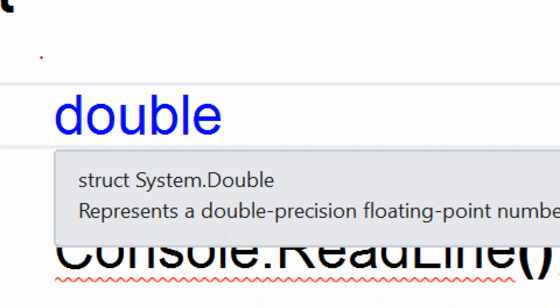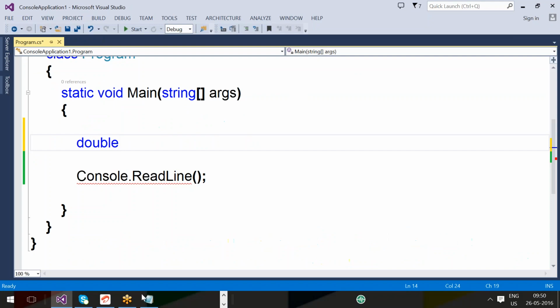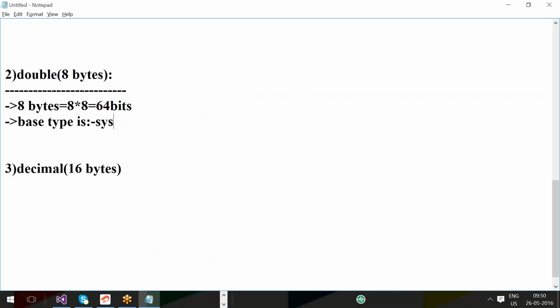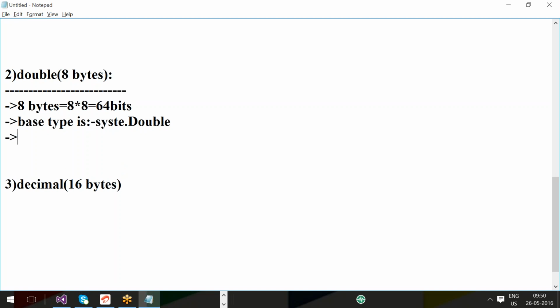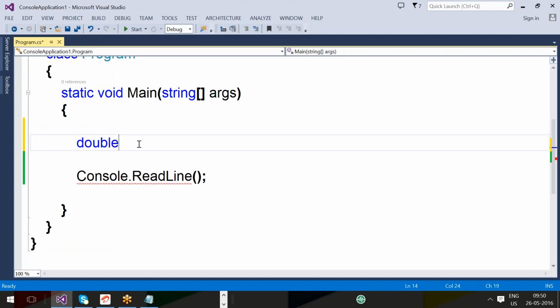The double base type in the CTS is System.Double. You can identify the difference here: d is small, here D is capital. Remember this point. Base type is System.Double. Over. Right. Now let's see some normal examples in double.